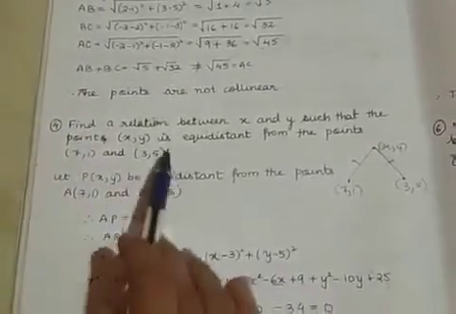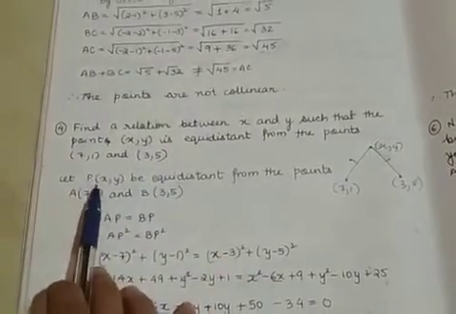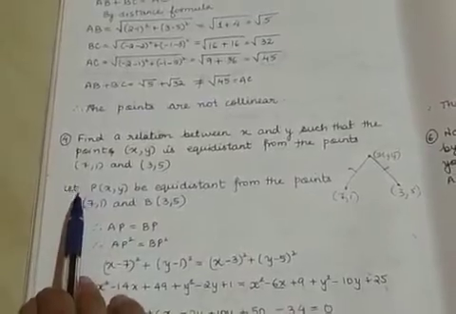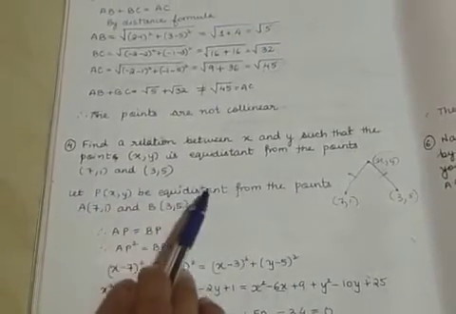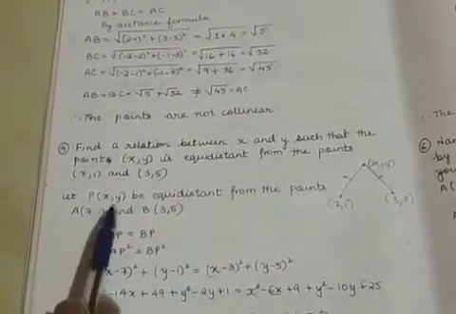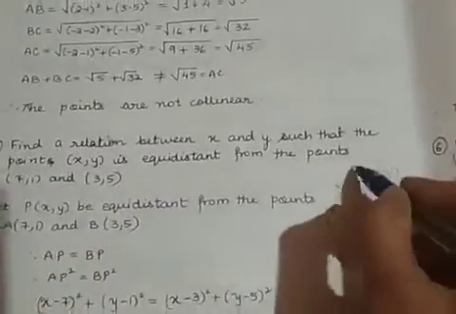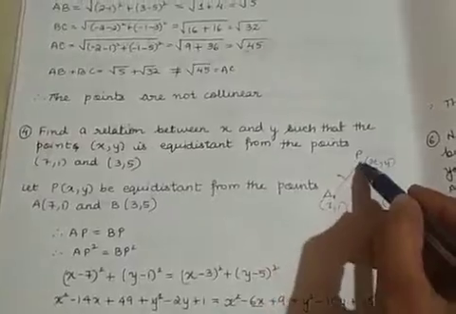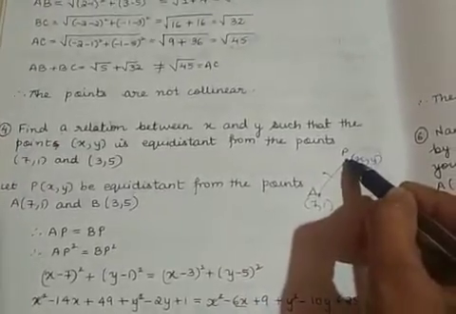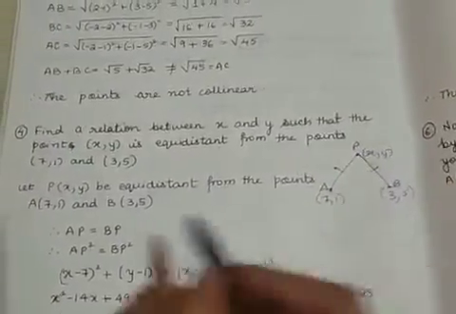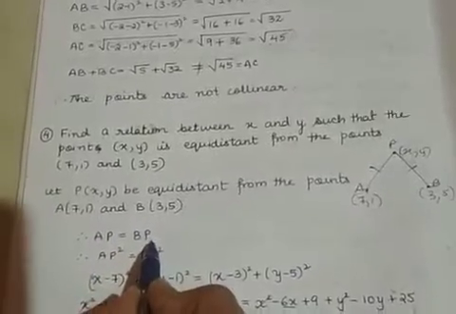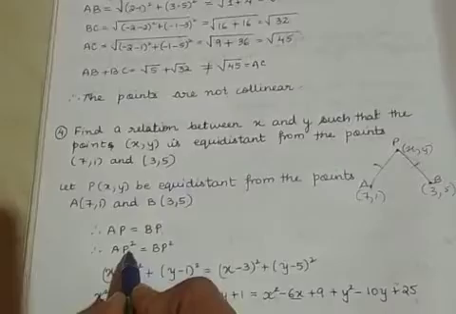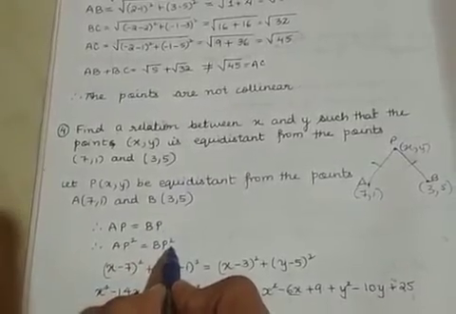Now let us name the point (x, y) as P and these 2 points as A and B. Okay. And so P(x, y) is equidistant from the points A and B. Now if they are equidistant from the points, then AP will be equal to BP, right? The distance is same. So AP is equal to BP. Now I am going to square on both the sides. So I get AP square is equal to BP square.